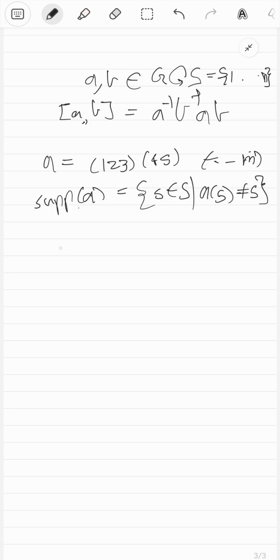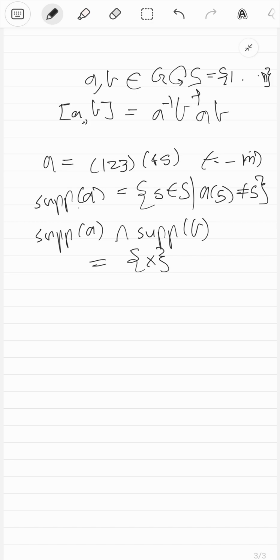Yeah, that's awesome. So now, if the support of A and the support of B have no element in common, then we can just switch them around, not caring all that much, and in that case they just commute, and the commutator is just the identity. If they have one element in common, let's call that element X. In that case, this commutator will actually be a 3 cycle, and we are going to see how that happens.